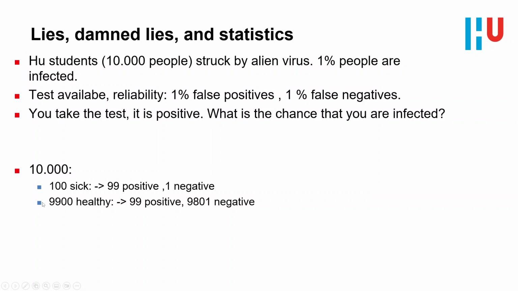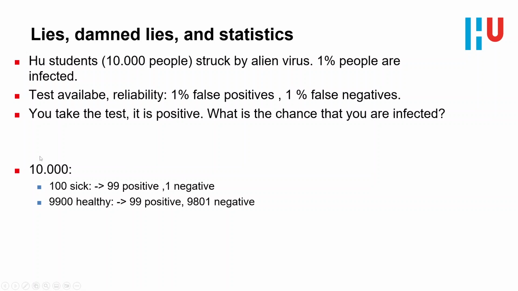Sorry. Of those healthy we test a lot of them are negative. 9,801 are negative, no problem. But there's also 99 positive, again, because of those here, the false negatives. Is that true what I'm saying? Yeah, I think so. No, this is the false positive and this is the false negative. I said it vice versa. Okay, but the idea is the same.